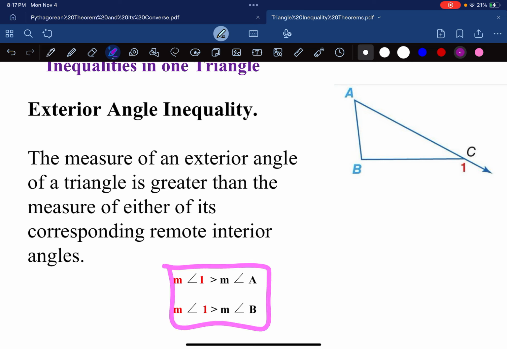Now, we learned about inequalities in one triangle. We learned that angle 1 is the sum of angle A plus angle B. So the inequality theorem states that angle A is smaller than angle 1 and angle B is smaller than angle 1. That's all this theorem states.